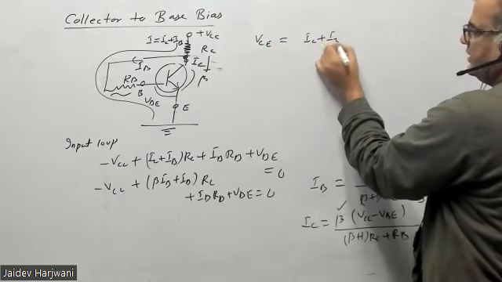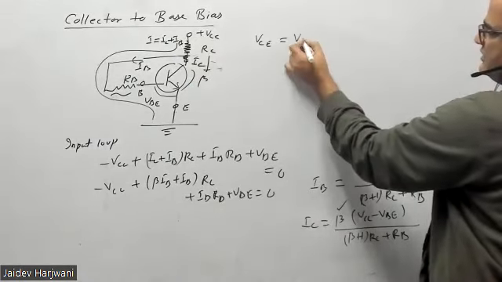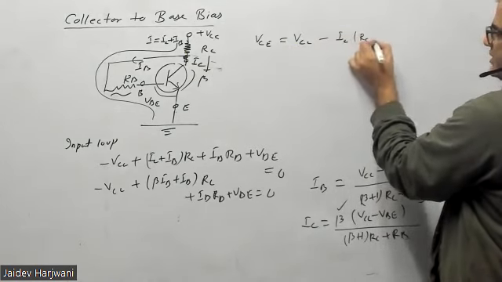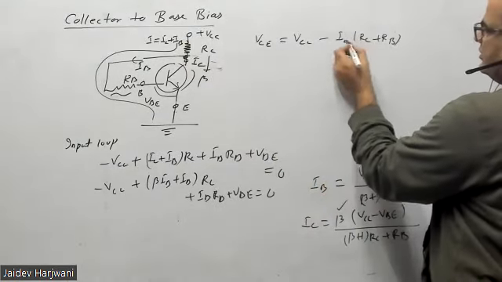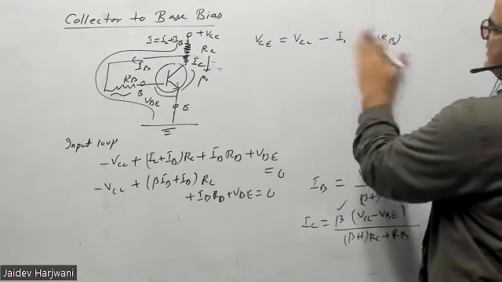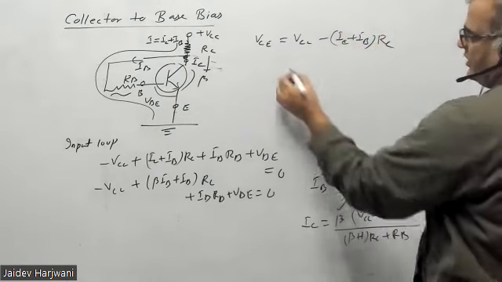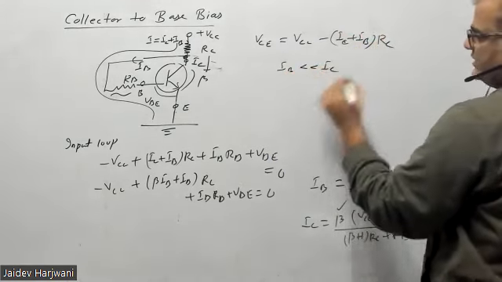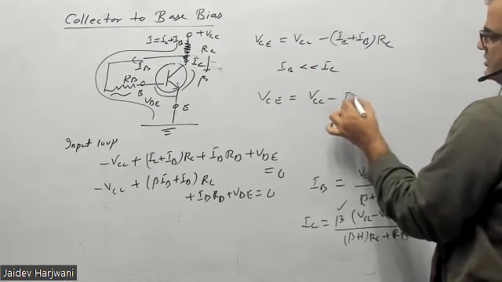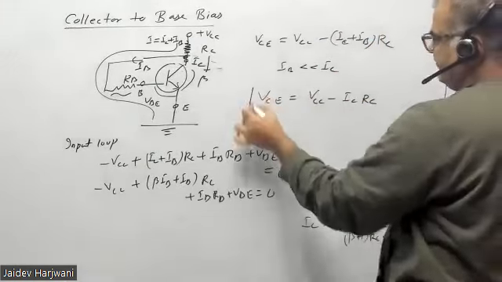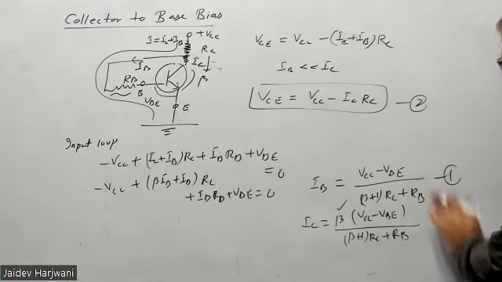VCE will be VCC minus the drop across RC, that is (IC plus IB) RC. Now IB is very small compared to IC, so this equation does not change, it remains the same as fixed bias. So you can simply write IC RC. The output equation remains the same. This is the input equation and this is your output equation.